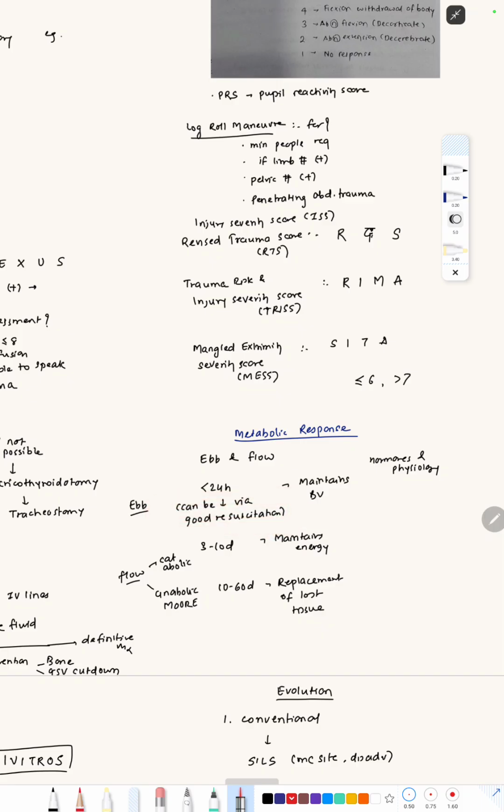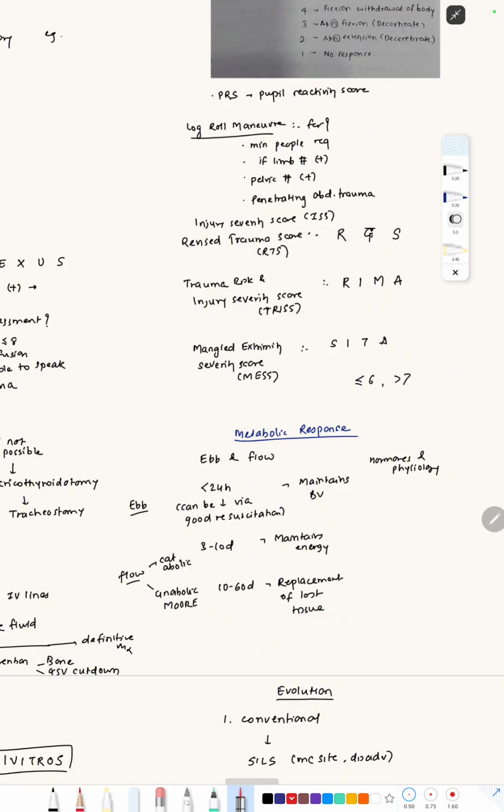It can be decreased. While in the flow phase, it can be a catabolic phase or anabolic phase. Catabolic phase is for 3 to 10 days, and anabolic phase is from 10 days to 60 days. In the ebb phase, it maintains the blood volume. In the catabolic phase, it maintains the energy, while in the anabolic phase, it leads to replacement of the lost tissue.